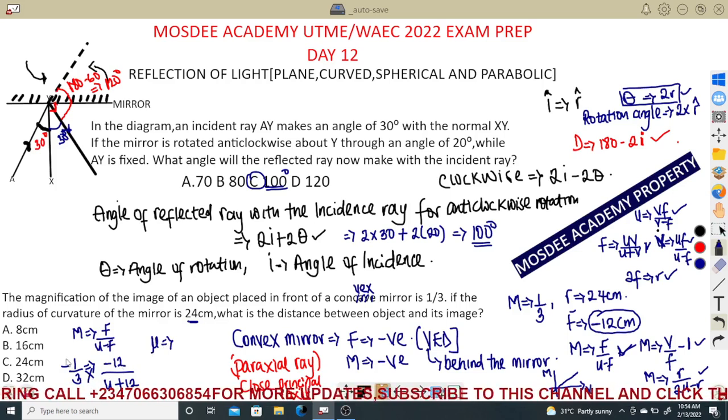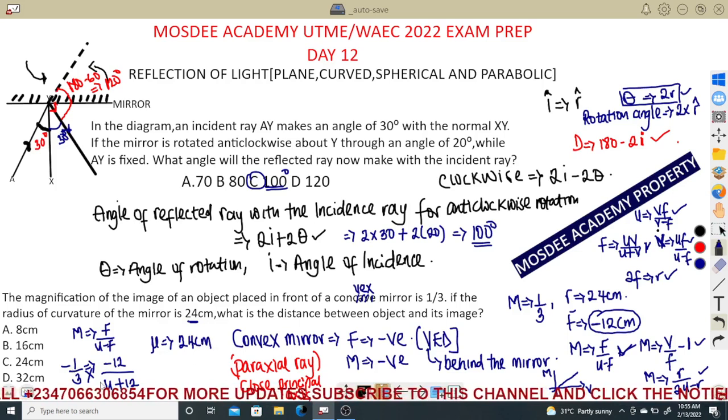12 times 3 is 36. So u will be 36 minus 12. Please, you can try it out. 36 minus 12 is going to give us nothing but 24 centimeters. What I've done here is cross multiply and simplify. 36, then when this comes to the other side, it will give me 24 centimeters. So keep that at the back of your mind.